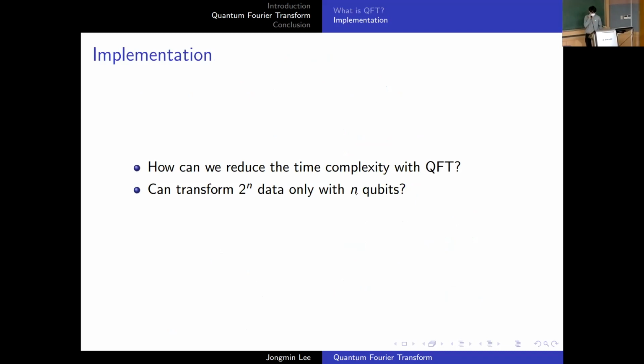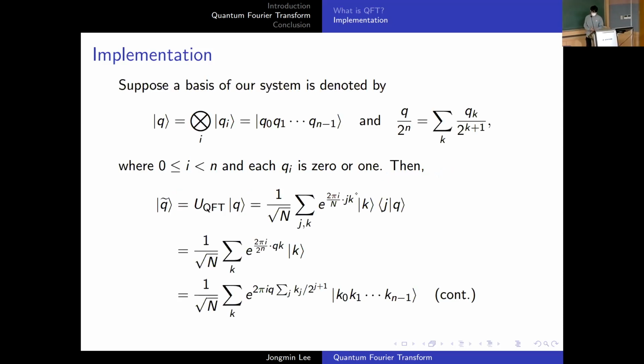Then we have to implement it as a quantum circuit, so that we want to reduce the time complexity exponentially. So start by looking at the basis transform to simplify our problem.